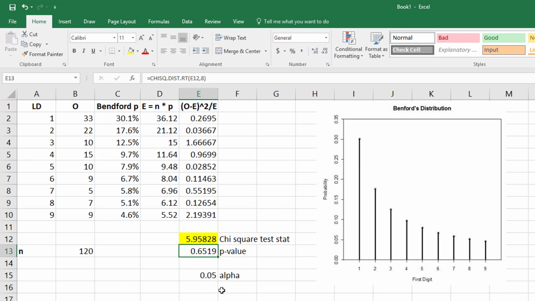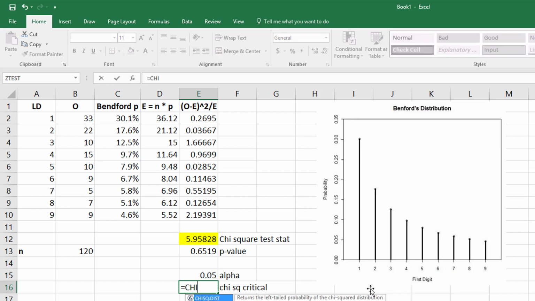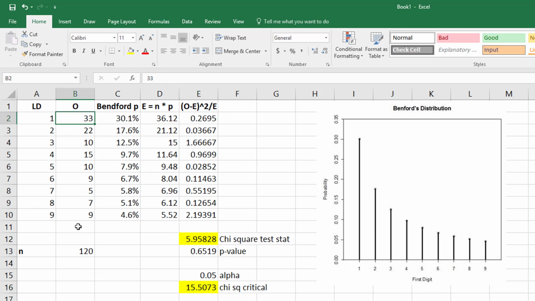I would say, apparently this looks like it follows Benford's law. I could go ahead just to be complete and get my chi-square critical value to see if the chi-square test statistic falls in it. I use my formula, again, that we used in the last video. Click on my alpha. My degrees of freedom is 8. And I can see certainly that the 5 does not fall in this critical region. So again, I fail to reject the null, that it appears when they got this data that it does follow this Benford's law.